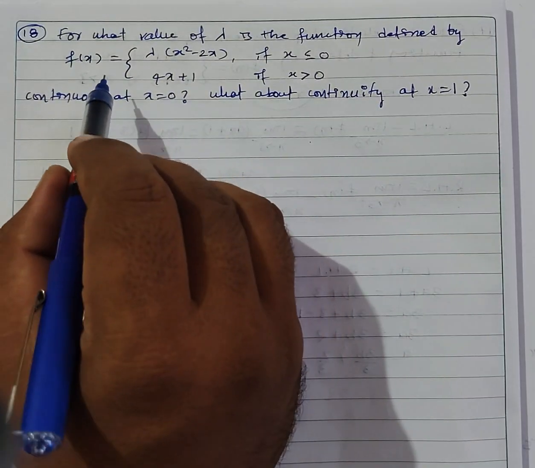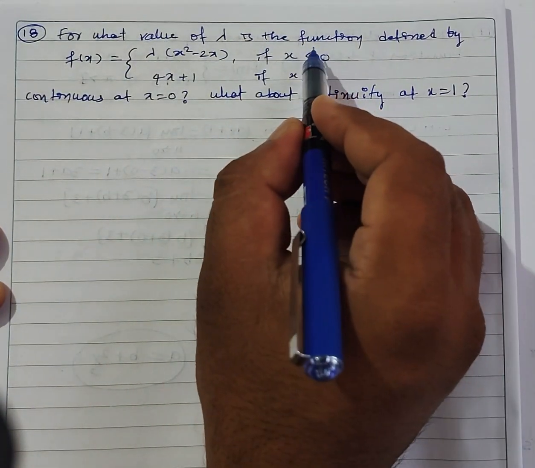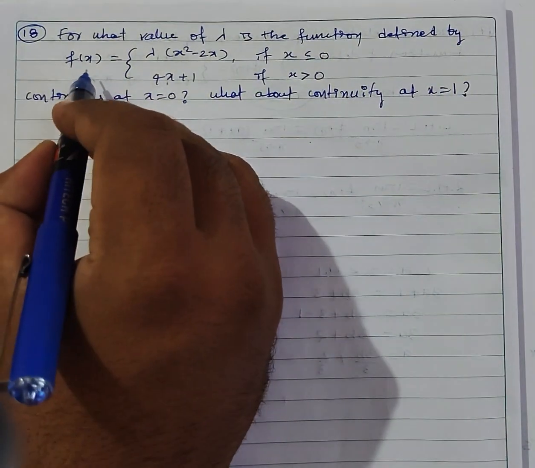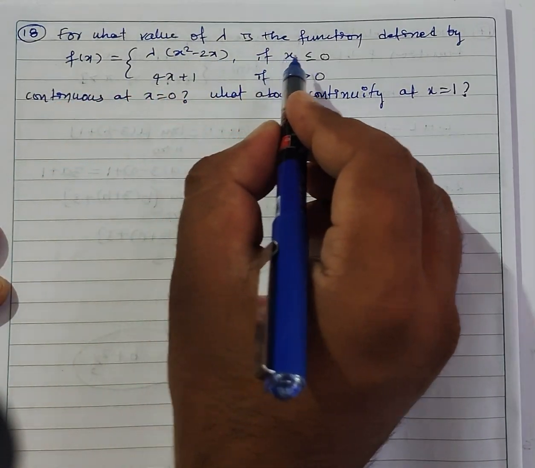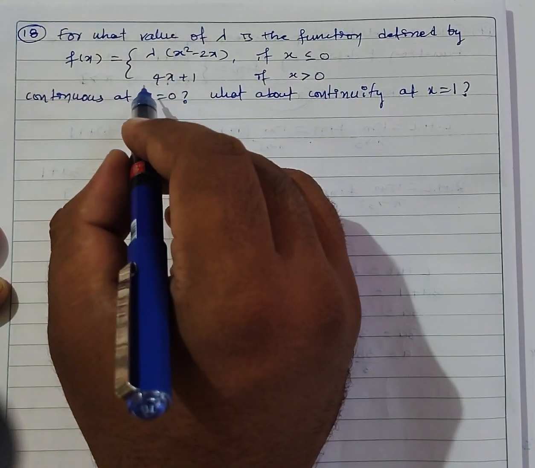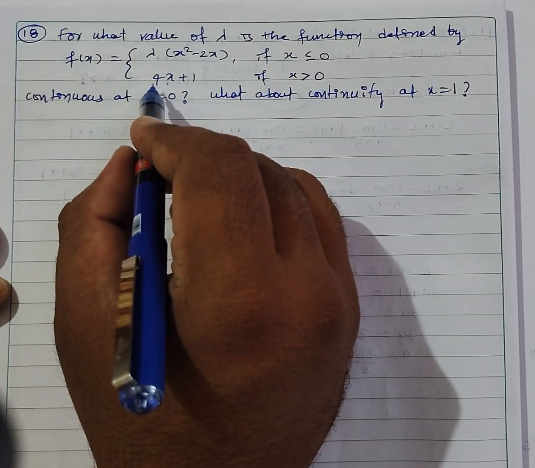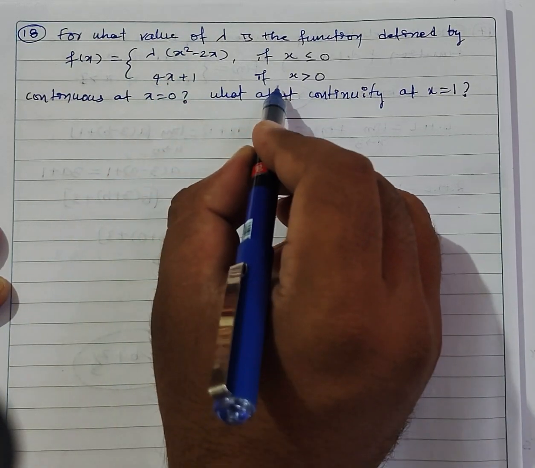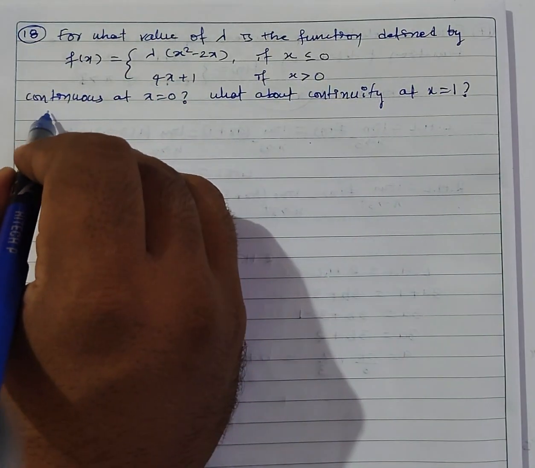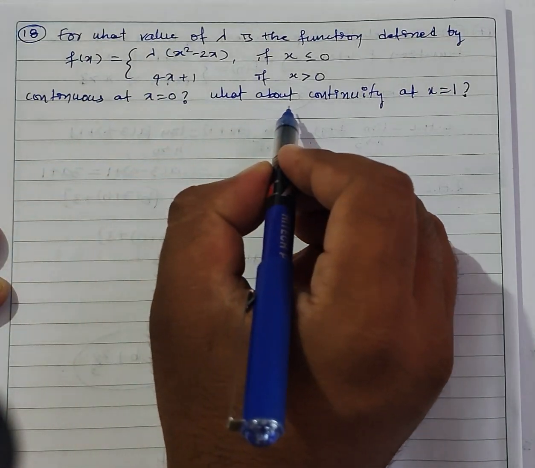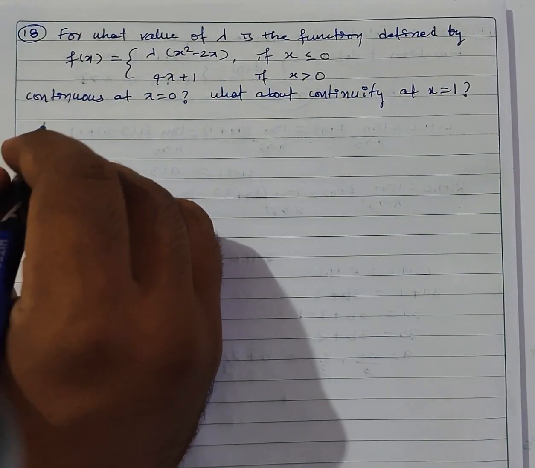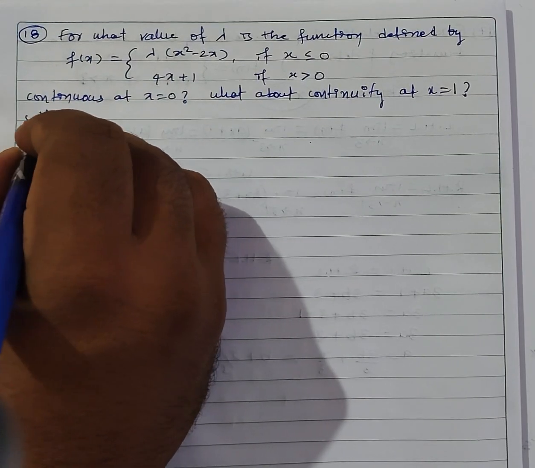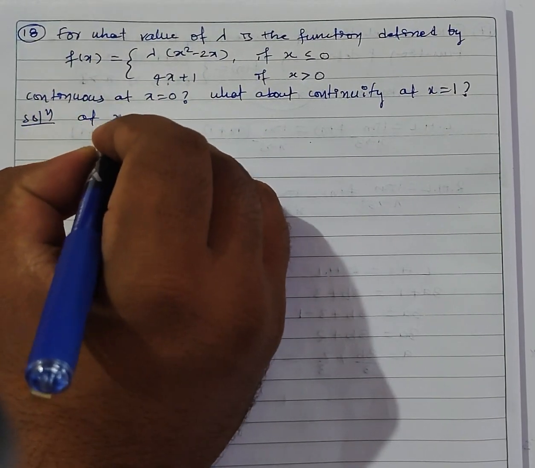Question number 18. For what value of lambda is the function defined by f of x equals lambda x squared minus 2x if x is less than or equal to 0, and f of x equals 4x plus 1 if x is greater than 0, continuous at x equals 0? What about continuity at x equals 1? Okay, first, start with x equals 0.